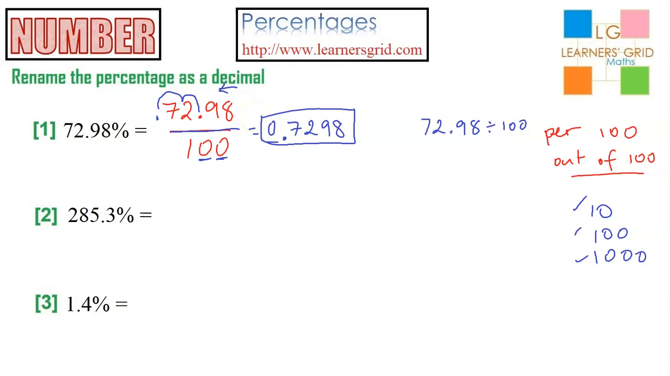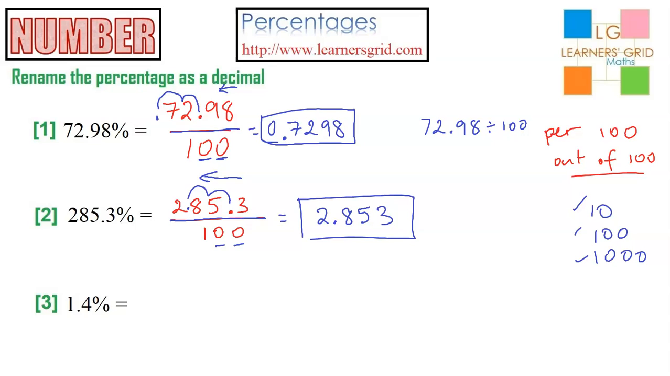Okay, I'll do the next one. Again, we convert it to a fractional form, so 285.3 over 100, because it's out of 100, because it's percent. Remember, I'm going to be moving the decimal point this way because we are dividing 285.3 by 100. So the decimal point we're going to move to the left. How many place values will we jump? 1, 2. 2 zeros, 2 spaces. And so the answer becomes 2.853.